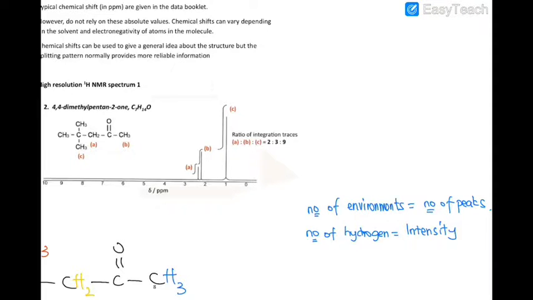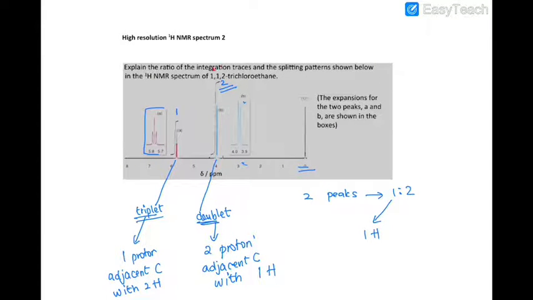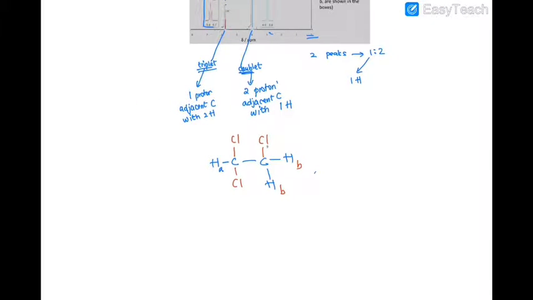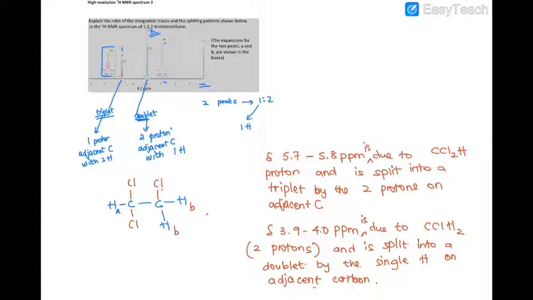Let's see another example. So this is our structure, and it's 1,1,2-trichloroethane. So here we complete the structure. Here we're just confirming the NMR spectrum with respect to the structure. Here's the detailed explanation.